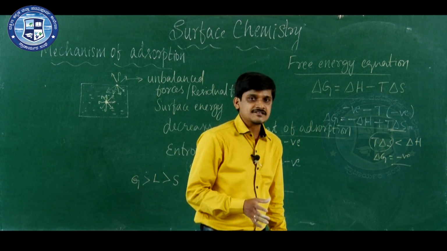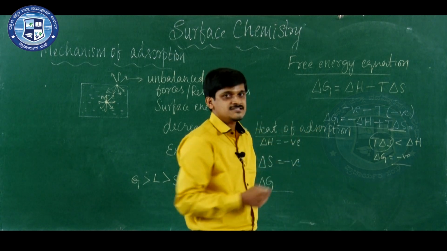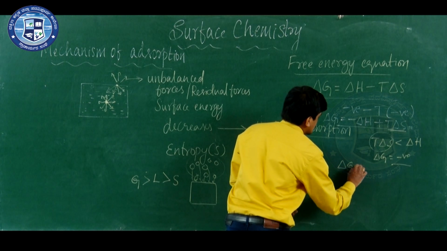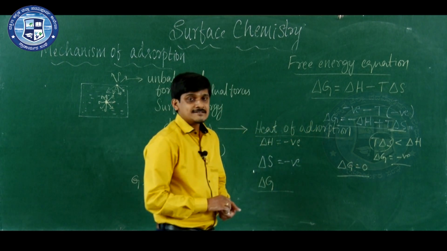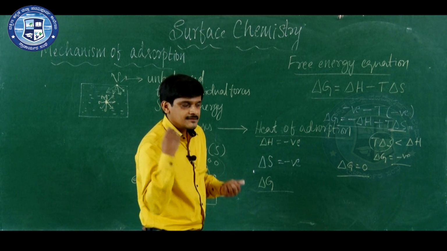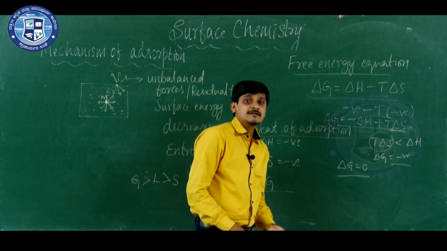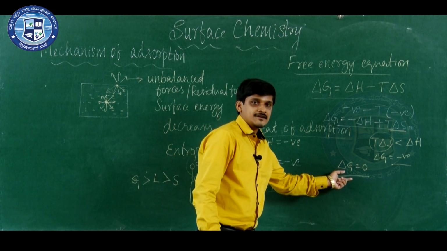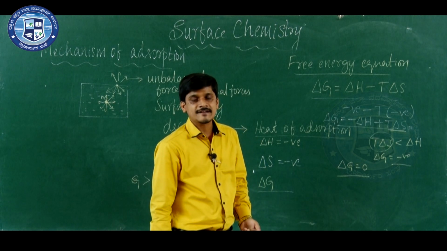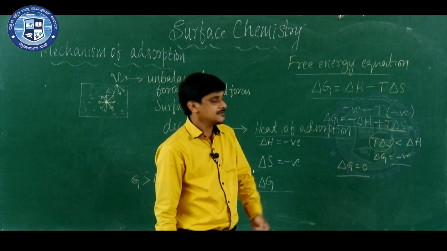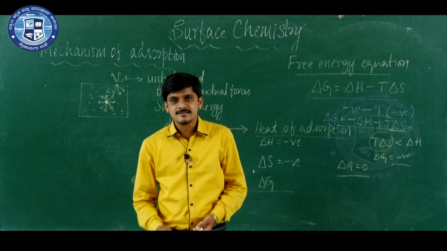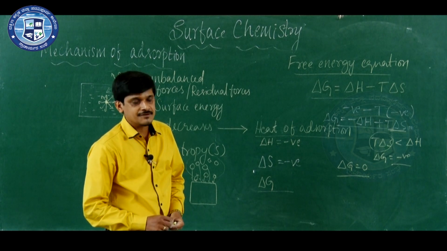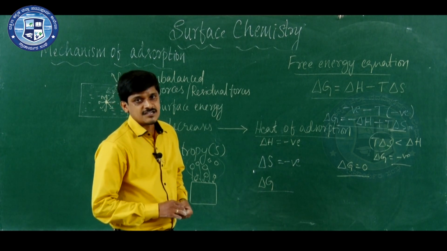So, there is a condition where the value of delta H becomes equal to T delta S, then delta G becomes equal to 0. So, what is that condition called? Chemical equilibrium, that is equilibrium. You have studied the chemical equilibrium chapter. So, the state where delta G is equal to 0 is the equilibrium state. So, then equilibrium exists. So, this is the thermodynamics of adsorption or mechanism of adsorption.